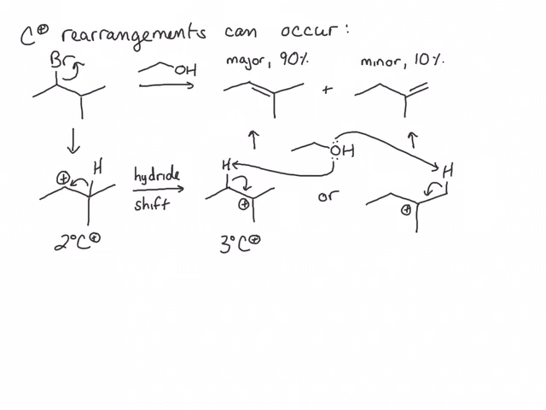This difference in the amount of the two products can be explained using Zaitsev's rule. Zaitsev's rule states that in elimination reactions, the most substituted alkene usually predominates because it is more stable.